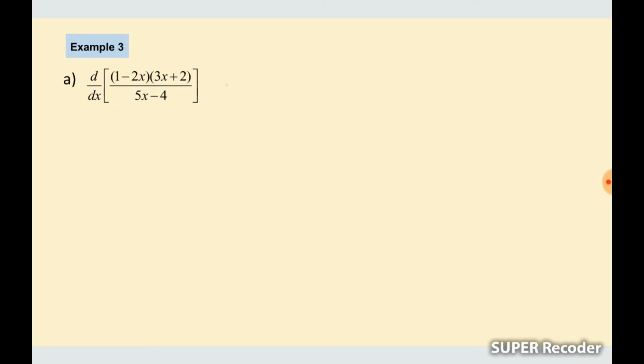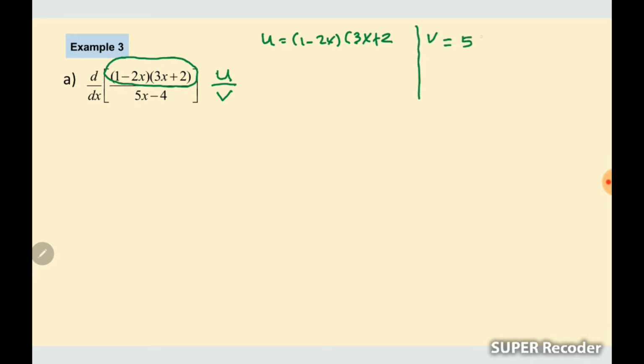We can solve this question by using the quotient rule, where the numerator is u and the denominator is v. But you have to take note that inside u, we can see that there is a product of two functions. So I let u equal (1 minus 2x) multiplied by (3x plus 2), and v equal 5x minus 4.